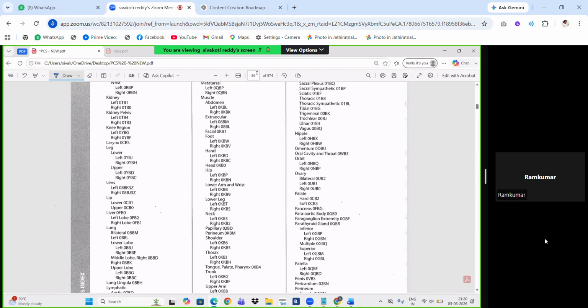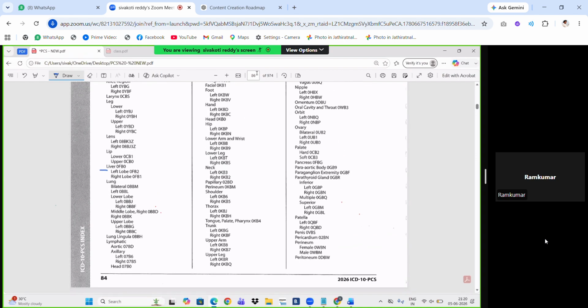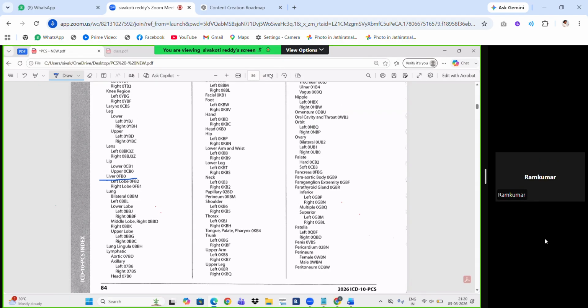But liver, one thing, liver. Shiva, can you go by biopsy since it's a needle biopsy? Can we just start with biopsy? If you go with biopsy, you will get... one minute, I will show. If you go with biopsy, what will happen?